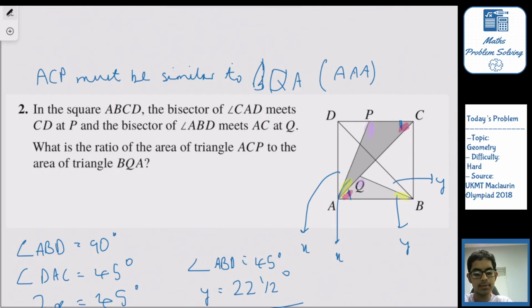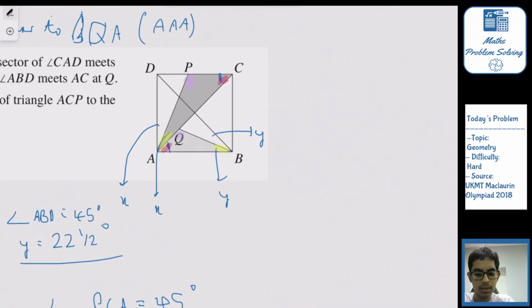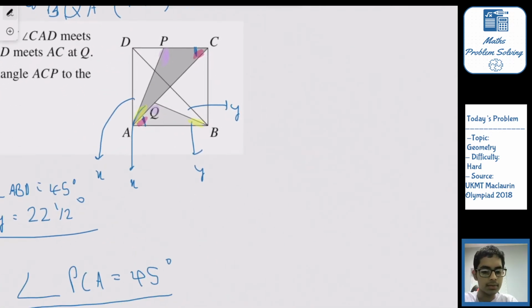So now that we've established that both triangles are similar, hopefully we can derive a link. Okay, so we know that side AB equals 1.